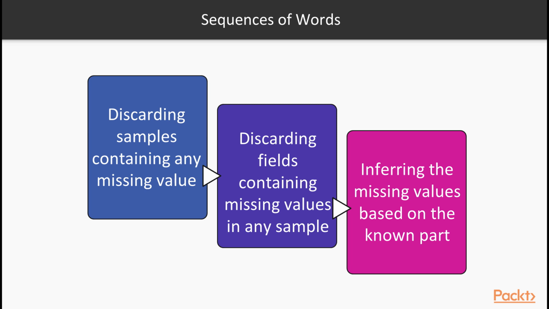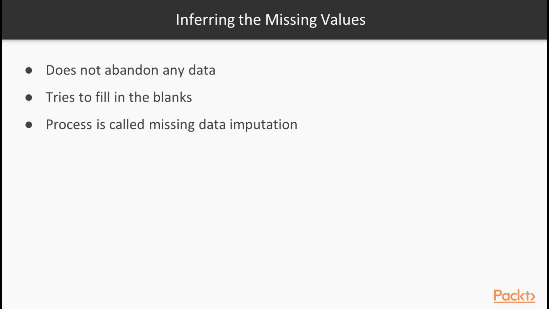Discarding samples containing any missing value. Discarding fields containing missing values in any sample. These 2 strategies are simple to implement, however, at the expense of lost data, especially when the original dataset is not large enough. The third strategy does not abandon any data, but tries to fill in the blanks, inferring the missing values based on the known part from the attribute. The process is called missing data imputation.